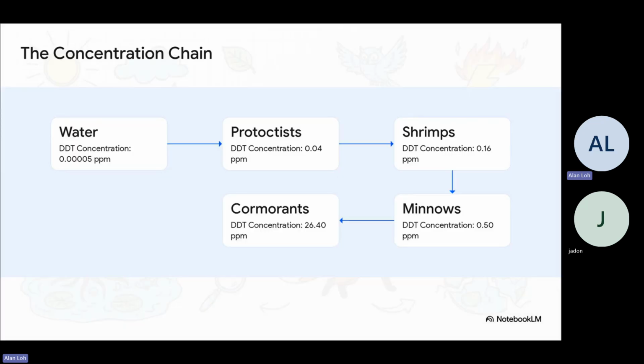And I mean, just look at these numbers. It's absolutely terrifying. You start with this incredibly tiny amount in the water. We're talking parts per million, basically nothing. But by the time it gets absorbed by tiny organisms, then eaten by shrimp, then minnows, then birds like the cormorant at the top, the concentration has exploded. It's over 500,000 times more concentrated than it was in the water.